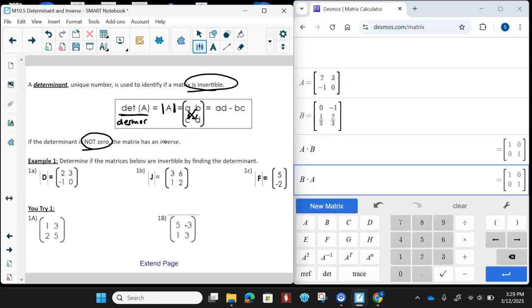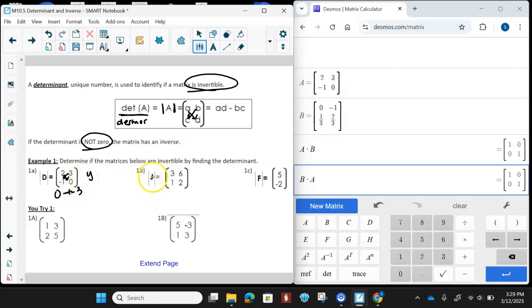So like here, for example, we're going to see the notation with the absolute value. That means we're going to calculate the determinant. So here we're going to multiply 2 times 0, which is 0, minus 3 times -1, which is -3. So notice here I got a value of 3. That's my determinant. So is this matrix invertible? Yes, because of the determinant of 3.